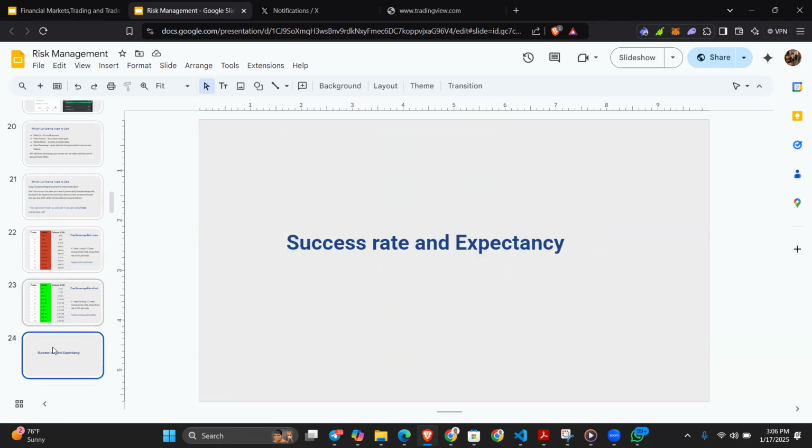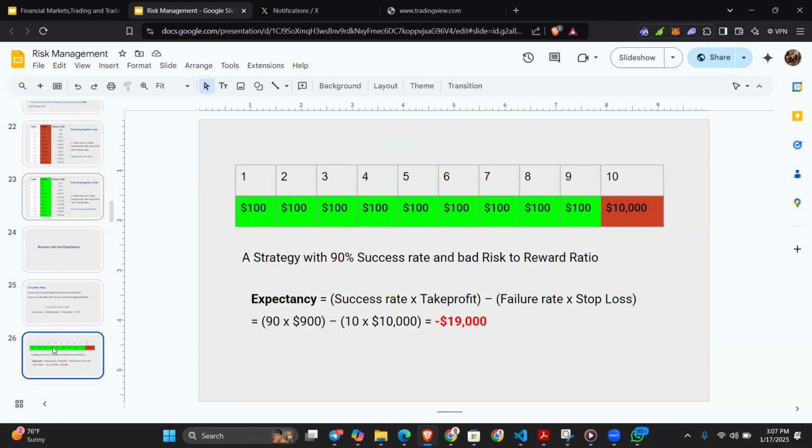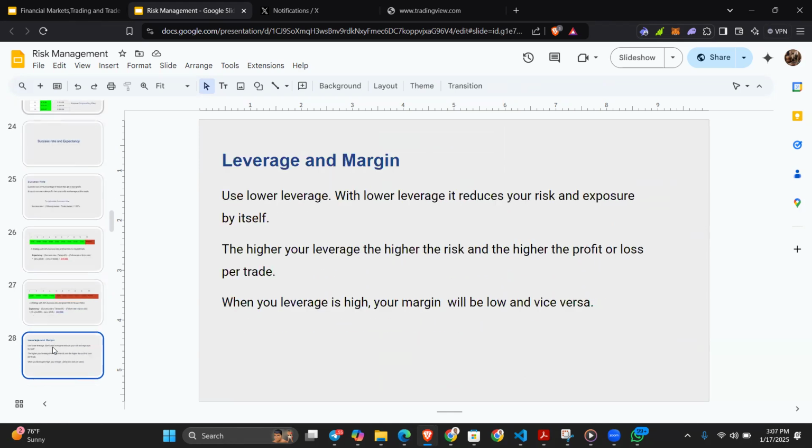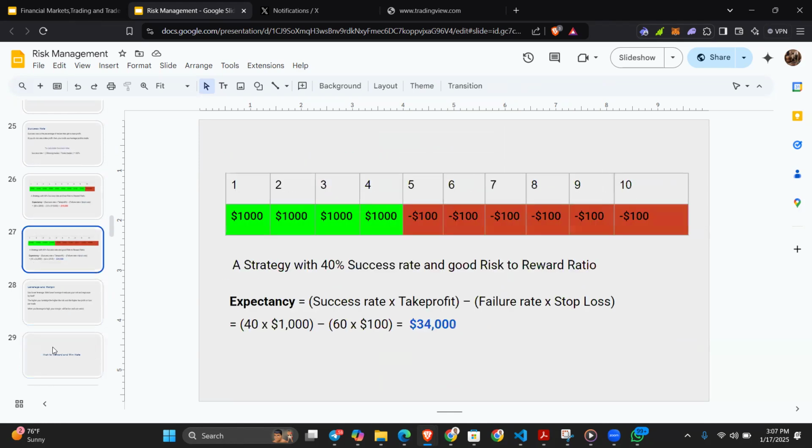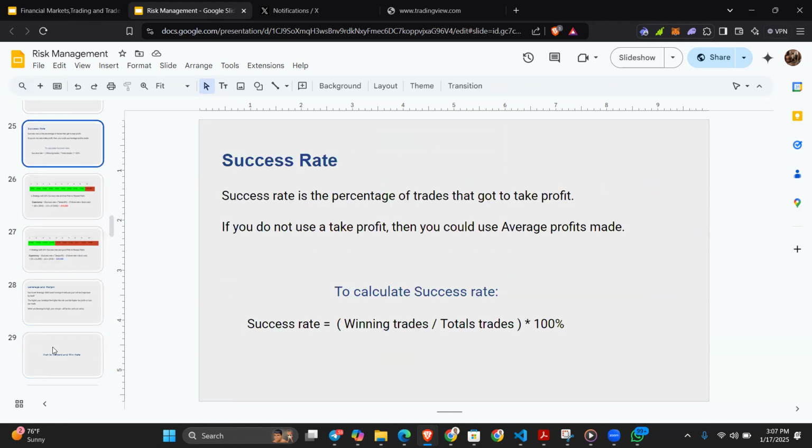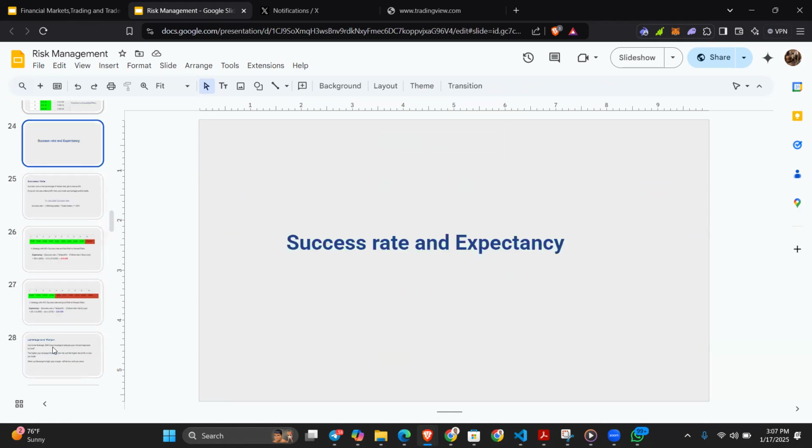Now there's what we call success rate and expectancy. When you understand success rate and expectancy, you won't actually pay attention to your strategy being 90% or 100% or whatever. It's all about the success rate and expectancy.